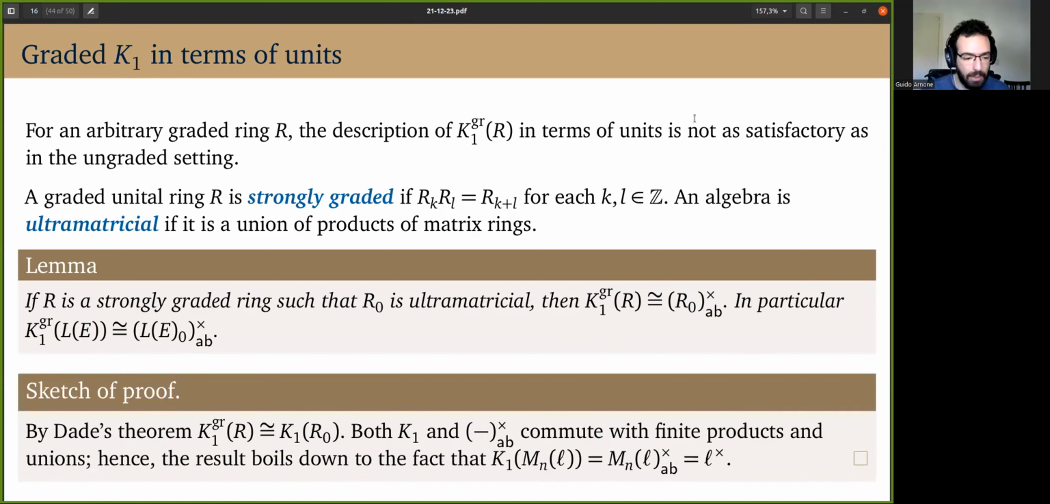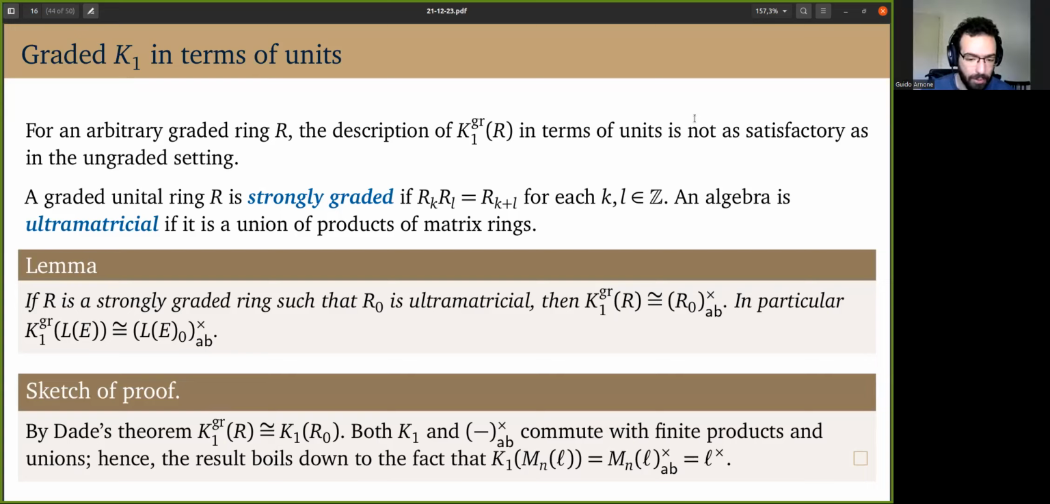One thing is, by a general theorem of Tate, if you have a strongly graded ring R, then graded K1 is ungraded K1 of the degree 0 component. That is one step that is just general. Every time you have a strongly graded ring, you can pass from graded K-theory to ungraded K-theory of the degree 0 component. Now the statement becomes: if you have an ultramatricial algebra, K1 should be the units.